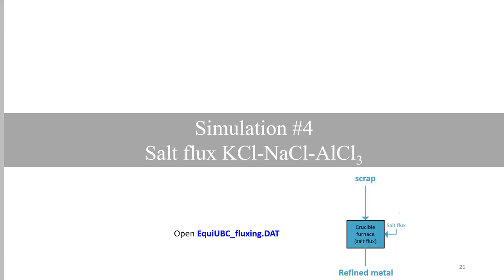So next is simulation, using a salt flux. The salt flux that we chose here is potassium chloride, sodium chloride, and aluminum chloride. So here we're going to just add the salt flux to the scrap that is molten at 750. So now you can open the EQUI-UBC fluxin.dat.